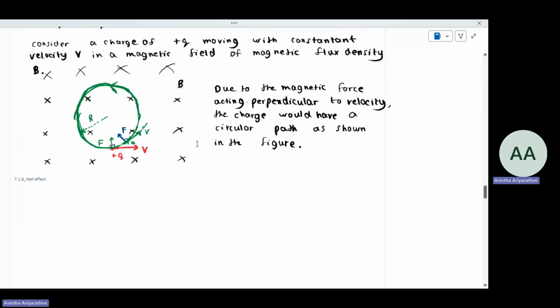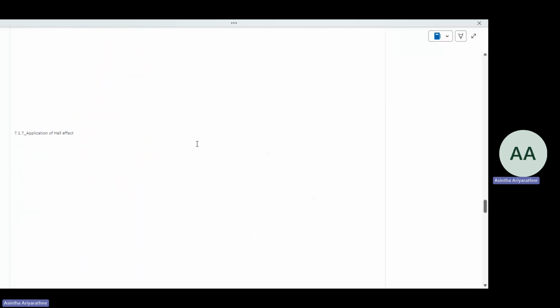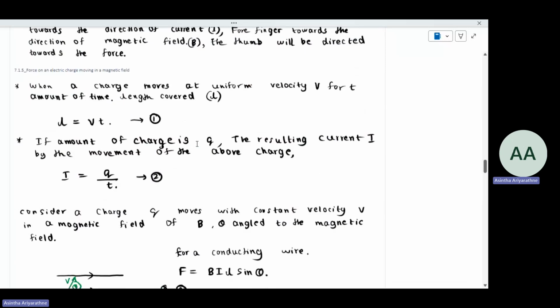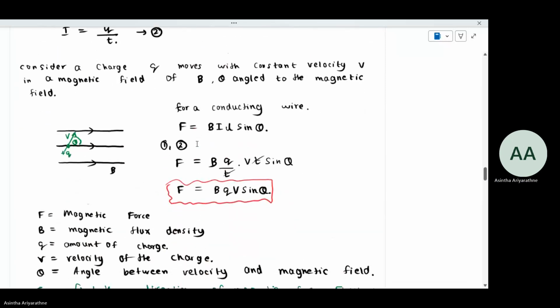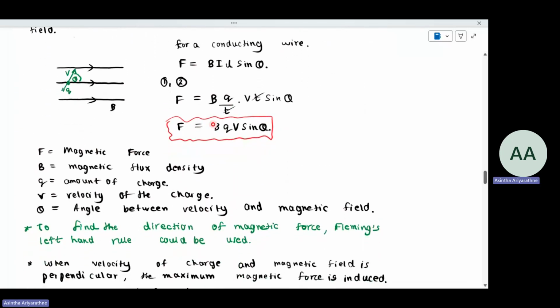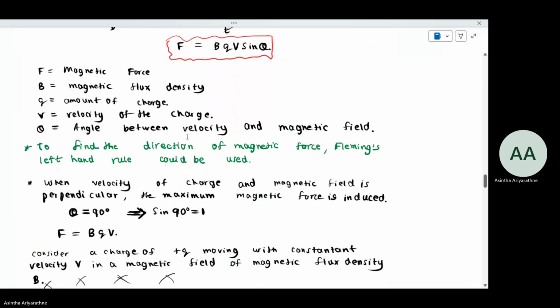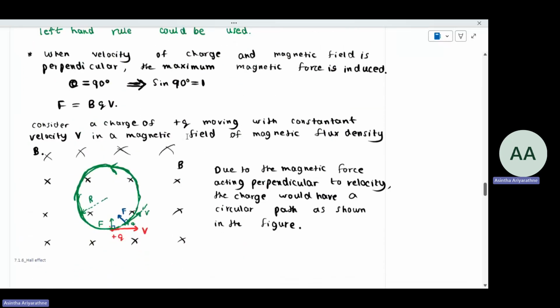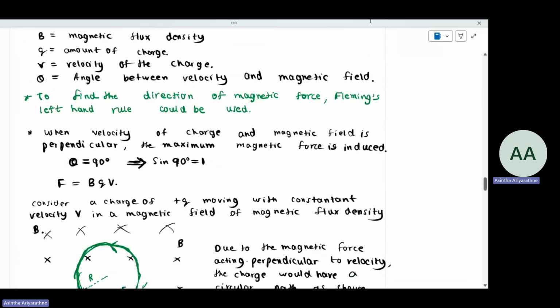Next session, we will learn about something called the Hall effect. We have an expression for E and a separate expression for the magnetic flux density. We'll learn that in the next session. That's all for today's session. Thank you.